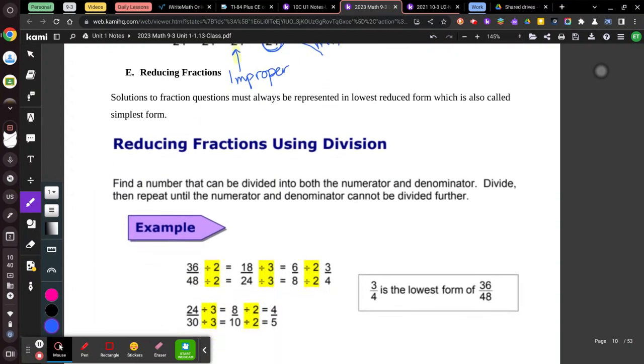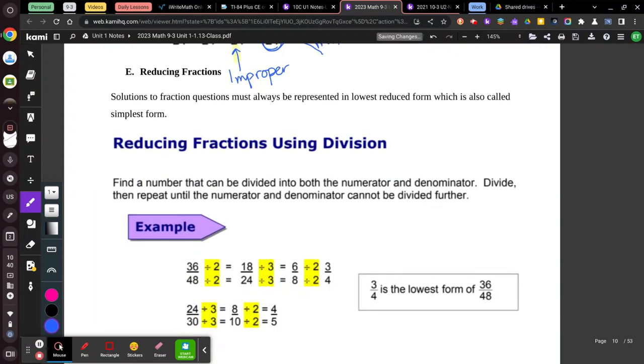Okay, now we're going to talk about our last section, reducing. So reducing fractions is always a must, okay? When we reduce, just like we were finding lowest common multiples, whatever we do to the top number, we have to do to the bottom number. So we're either timesing or we're dividing. In this case, it's usually always dividing.